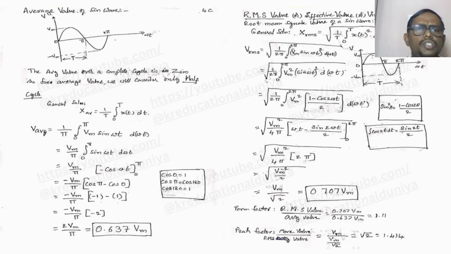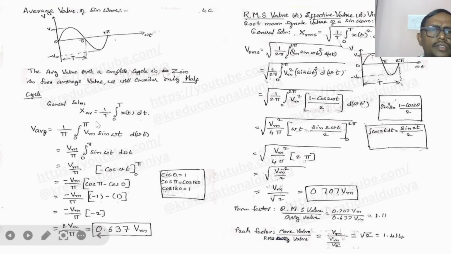So the general solution for average value is X average equal to 1 by T integral 0 to T of x(t) dt. So here X average means V average. So V average equal to 1 by time period. I told you, for a sine wave we have to consider the time period only up to pi. So 1 by pi integral 0 to pi Vm sine omega t d omega t. For sinusoidal waveforms, whether half wave, full wave or a sinusoidal, we are going to use the sine formula.